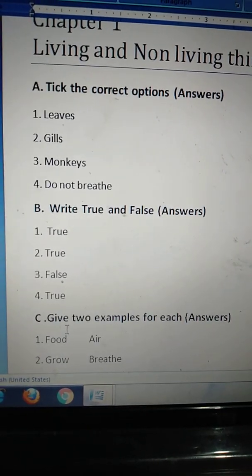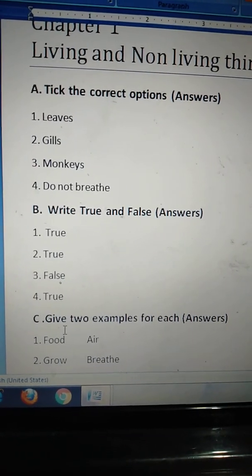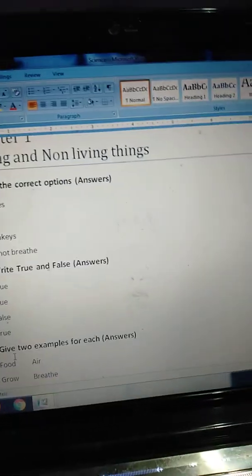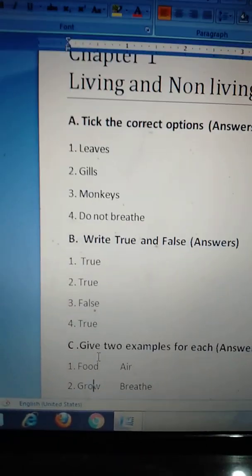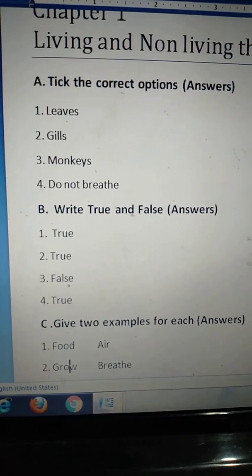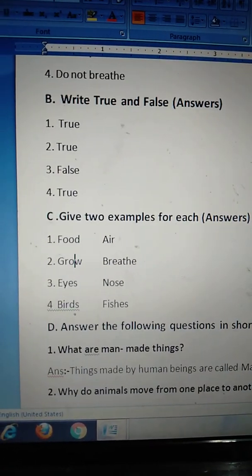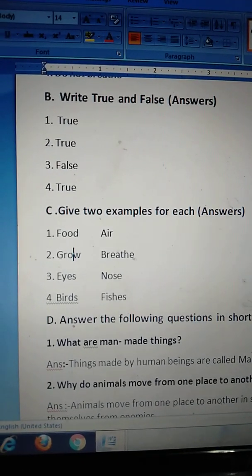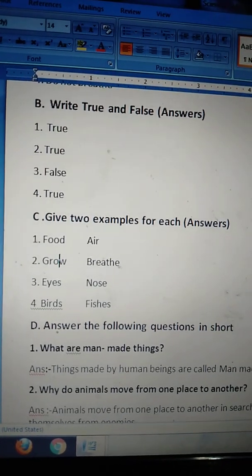Now, children, give 2 examples for each. C portion. What is the first question? The first question is things needed by living things to stay alive. Food and air. What is the second question? Things that living things do. Grow and breathe.